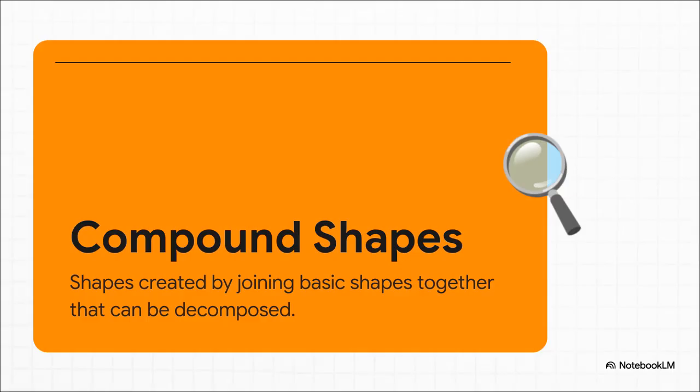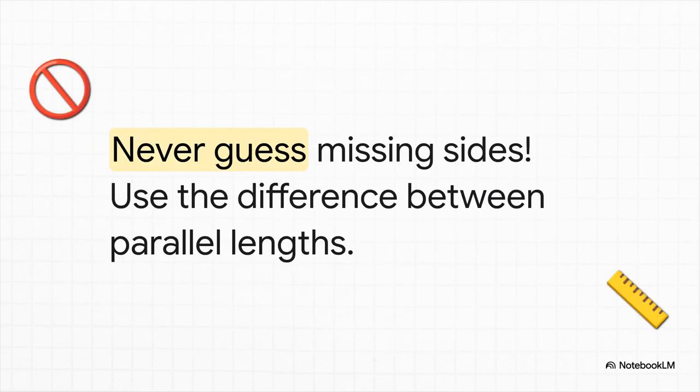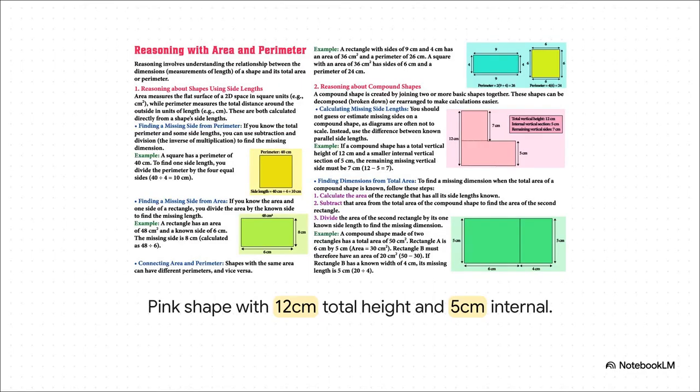These are just basic shapes joined together, waiting to be broken apart. Here's the golden rule. Never guess. Diagrams can be super sneaky, so always rely on the math. Check out this pink shape. The total vertical height is 12 centimeters, but the inner vertical is 5. Just subtract that known 5 from the total 12. Boom, your missing side is exactly 7 centimeters.